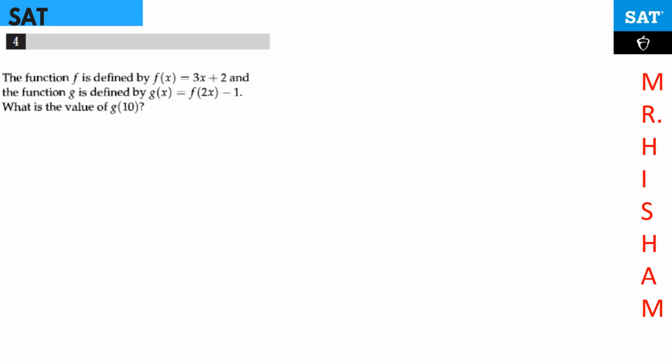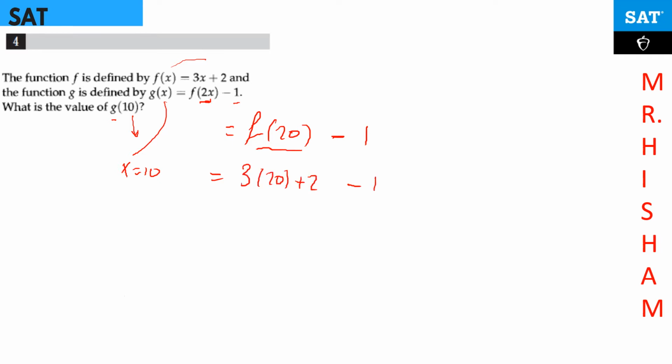So f(x) is equal to 3x plus 2 and g(x) is equal to f(2x minus 1). If I wanted to find g(10), it means that x is equal to 10. So it's equal to f of 2 times 10, which is 20, minus 1. f(20) means I'm going to replace this x with 20. So 3 multiplied by 20 plus 2, minus 1. So it's 60 plus 2 minus 1, which is equal to 61.